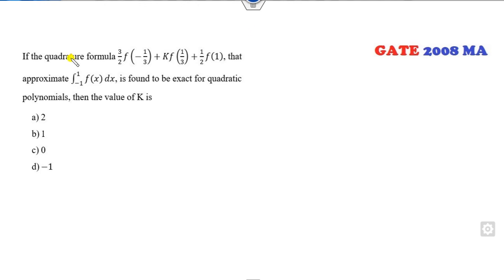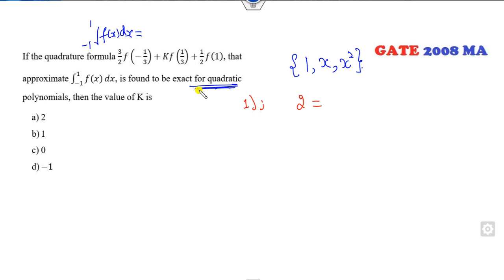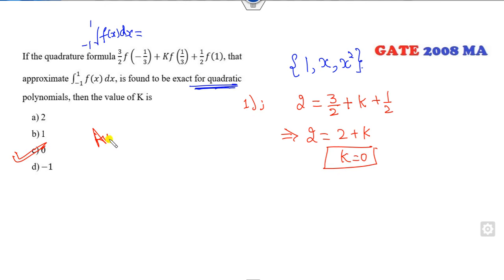Okay, look at this another one. The quadrature formula, integration from minus 1 to 1 of f of x dx is equal to this, is exact for quadratic polynomials. So what are the bases? 1, x and x square. Fine. So let's start firstly with 1. Substitute 1, on the left hand side the integration is 2. On the right hand side it is 3 over 2 plus k plus 1 over 2. So 2 is equal to 2 plus k. So k will be 0. You can get a very right answer of this problem.